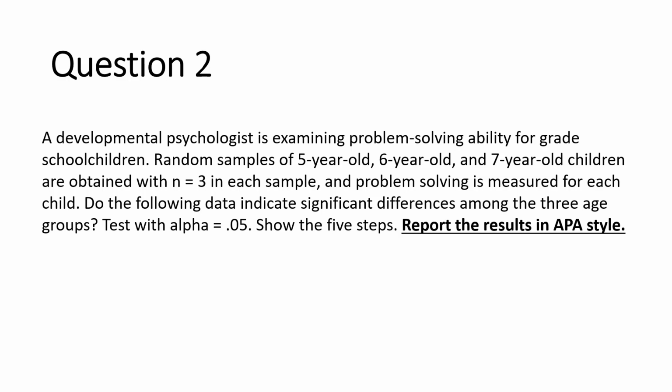three groups of children. So they have a group of 5-year-olds, a group of 6-year-olds, and a group of 7-year-olds. Within each sample there are 3 children, so we have a total of 9 children, right? We're trying to figure out whether there's a significant difference between 5-year-olds, 6-year-olds, and 7-year-olds, with an alpha of 0.05.